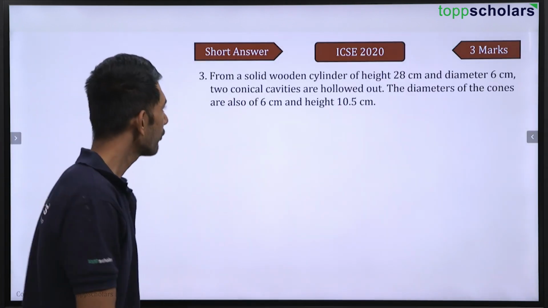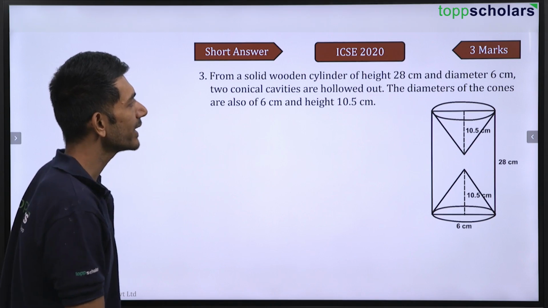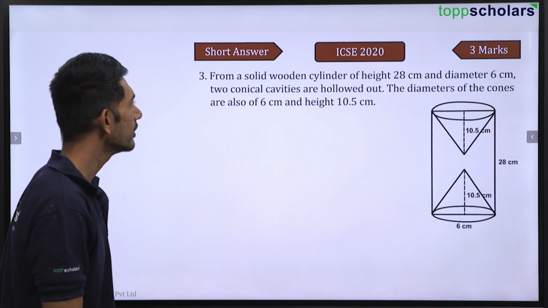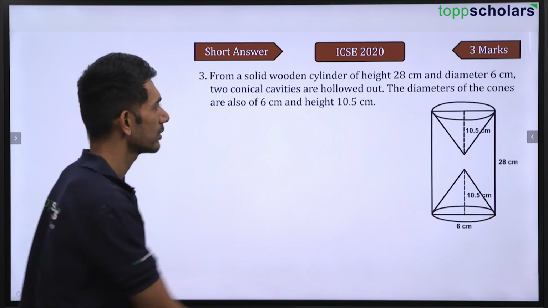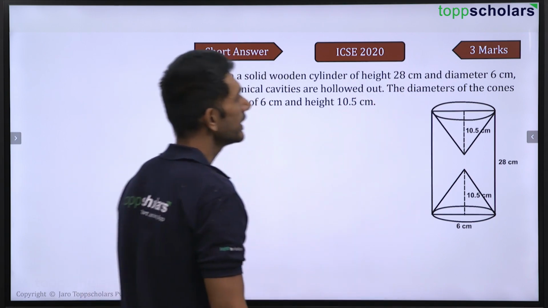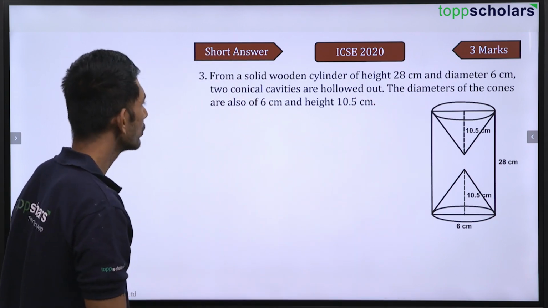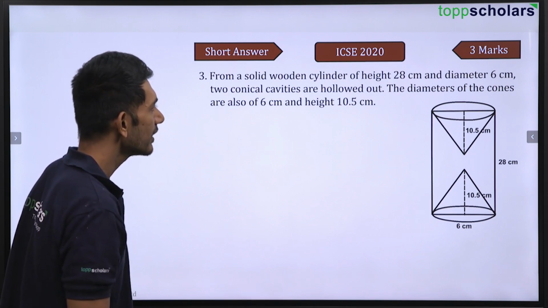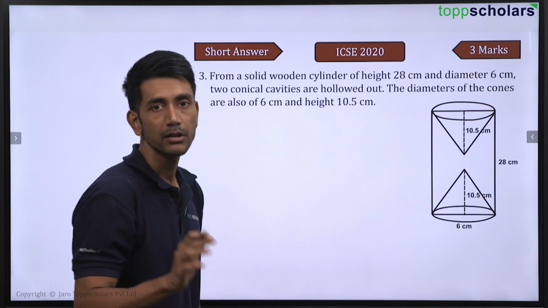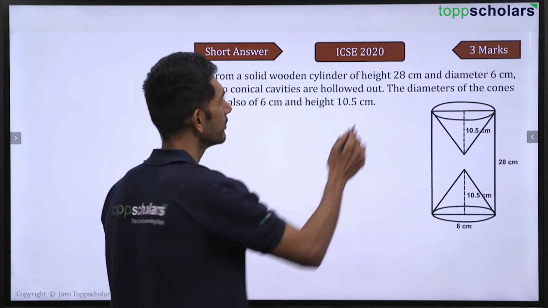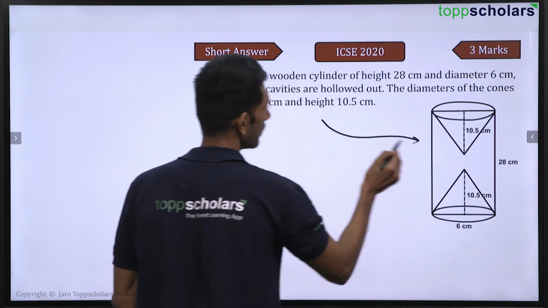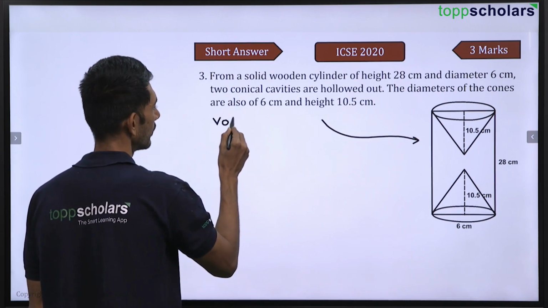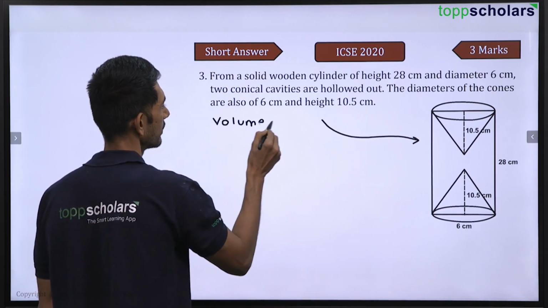It says, from a solid wooden cylinder of height 28 centimeter and diameter 6 centimeter, 2 conical cavities are hollowed out, right? The diameter of the cones are also 6 centimeter and height 10.5 centimeter. We are supposed to find the volume of the remaining solid.